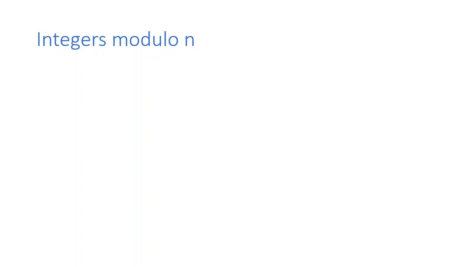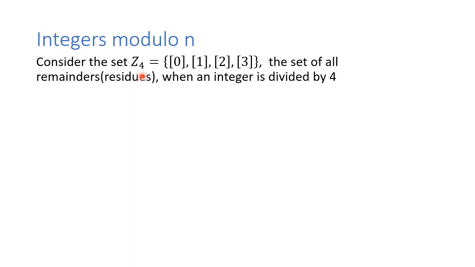Now let us see integers modulo n. It is a new set where new operations are defined. Consider the set Z4. So this is a particular case. Z4 is the collection of all sets of remainders when an integer is divided by 4. So you divide any integer by 4, then the remainder or residue will be either 0, 1, 2 or 3.